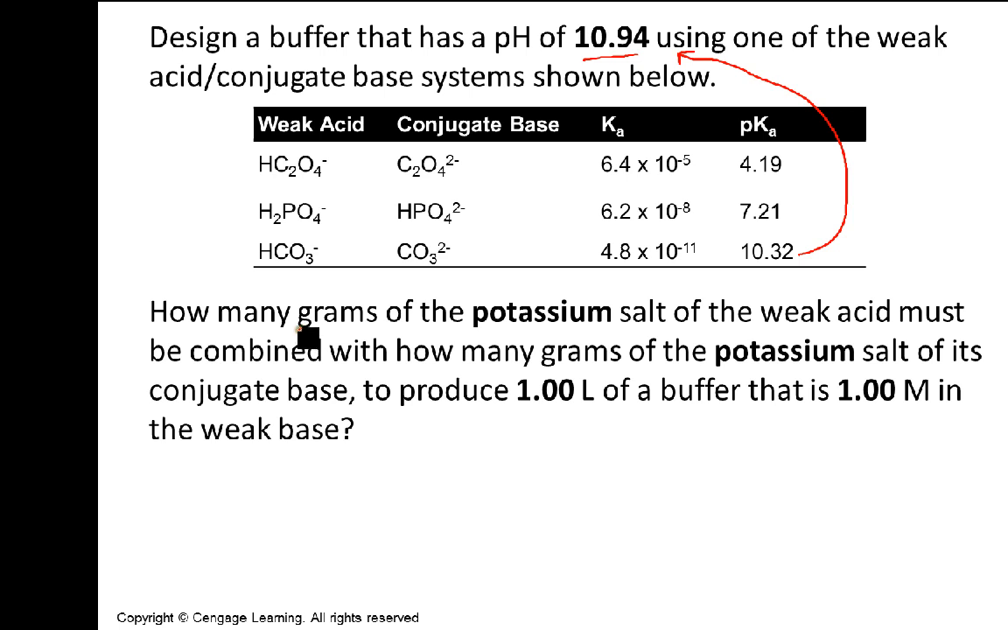So our problem here today is, what can we weigh out, and in fact, how much can we weigh out in grams of the potassium salt of the weak acid, which would be potassium hydrogen carbonate. This would give us a neutral ionic compound because the positive one would balance out the negative one, hydrogen carbonate. How many grams would we need to combine with the potassium salt of the weak base?